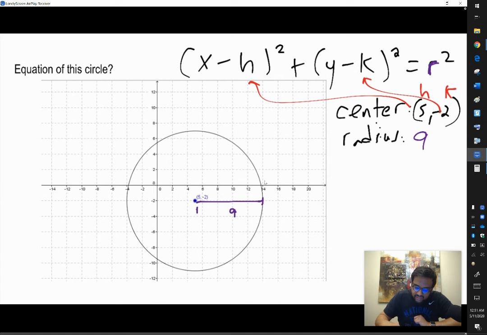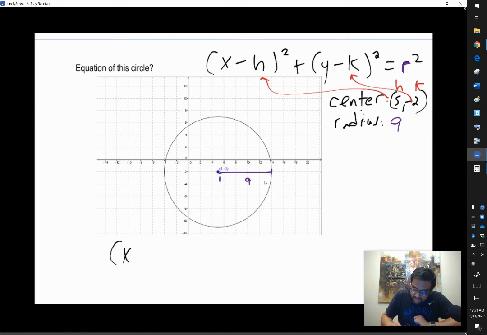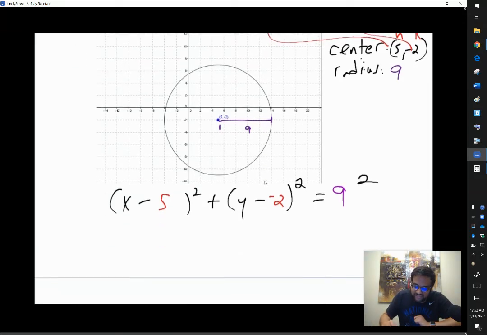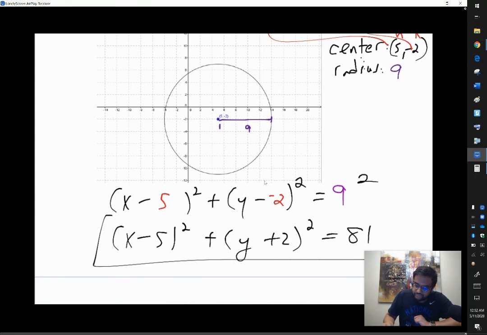All that remains now is to plug everything in. So our final answer, told you it was easy once you know the formula: (x minus h) squared plus (y minus k) squared equals r squared. Okay, let's fill in the gaps. h was 5, k was negative 2, and the radius was 9. To simplify this a little bit, I'm going to write this as the following. Nothing to do there. Minus negative 2, that's right, it's plus 2. And 9 squared, well, that's just 81. And that's it for this video.